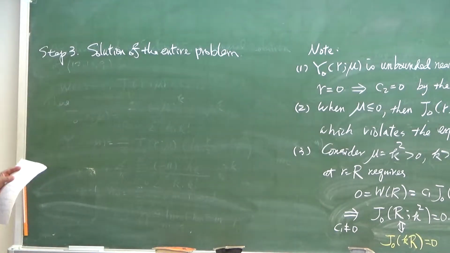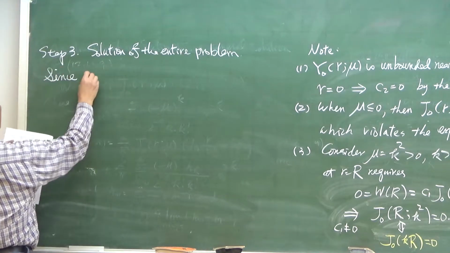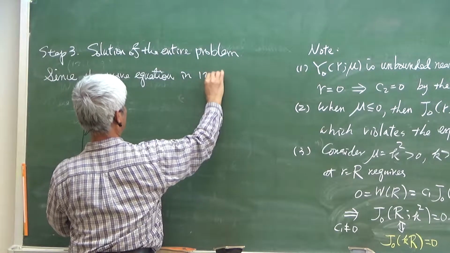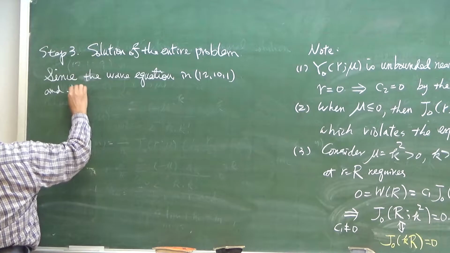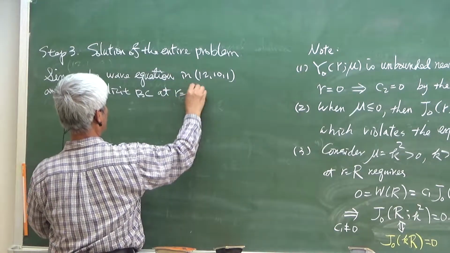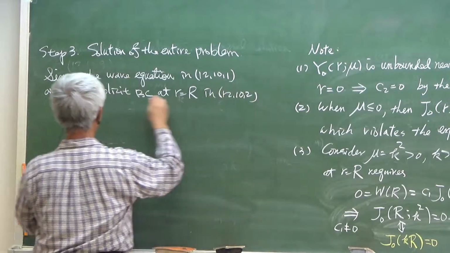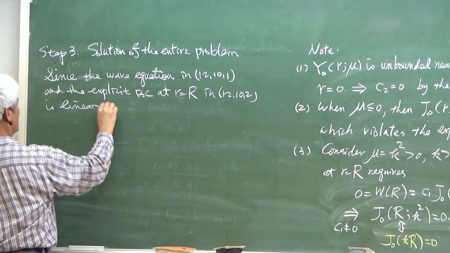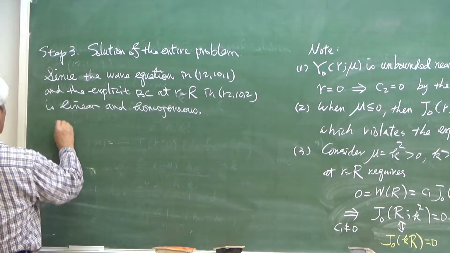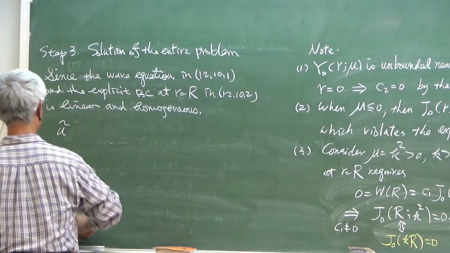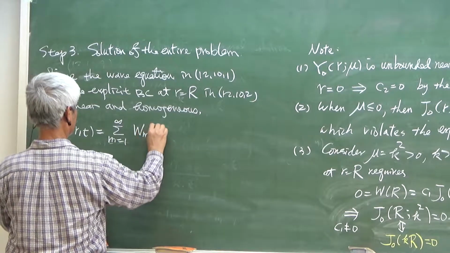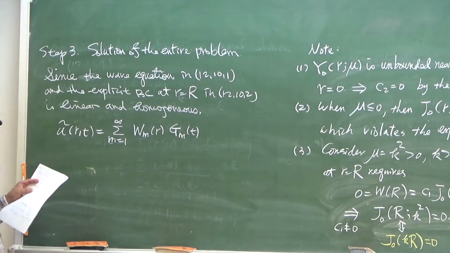Right, so we will get the solution of the entire problem. Since the wave equation in checkpoint 10.1 and the boundary condition at r equals R in checkpoint 10.2 are linear and homogeneous, the superposition, so this is superposition.